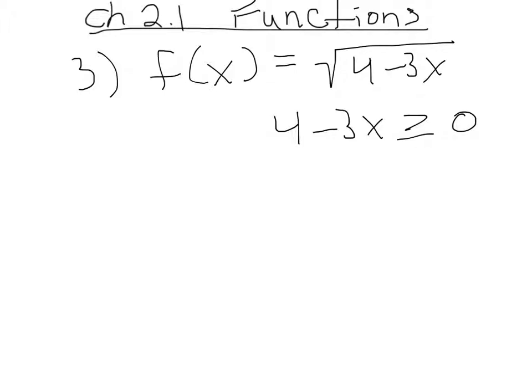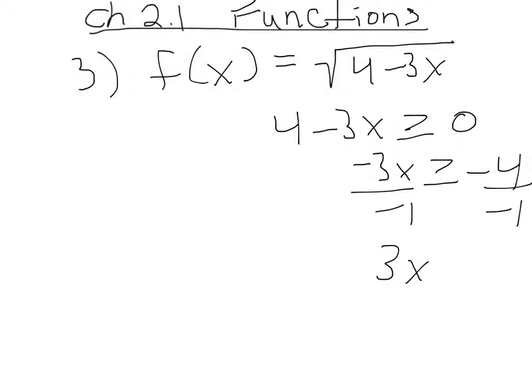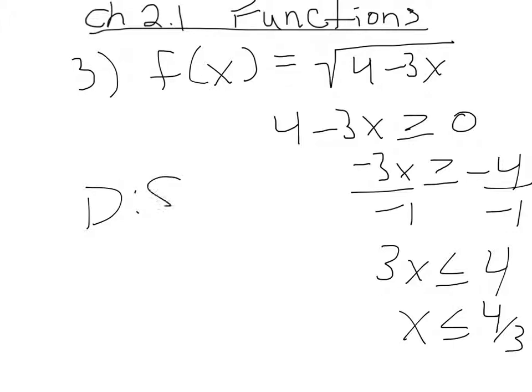So you move the 4, and you have -3x has to be greater than or equal to -4. You divide by -3, and you switch the sign because you divide by a negative, so x has to be less than or equal to 4/3. And so that's your domain. You can write it as x, and then this line means such that, x is less than or equal to 4/3.